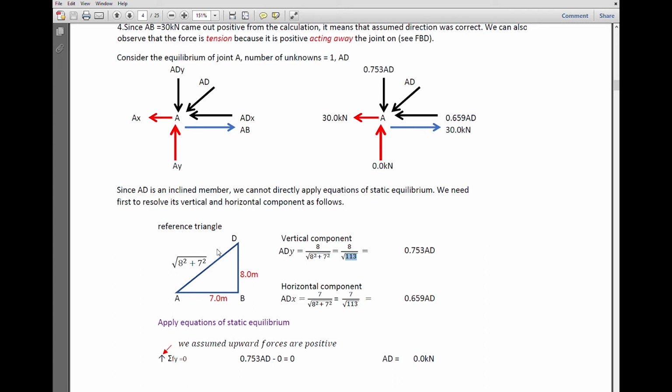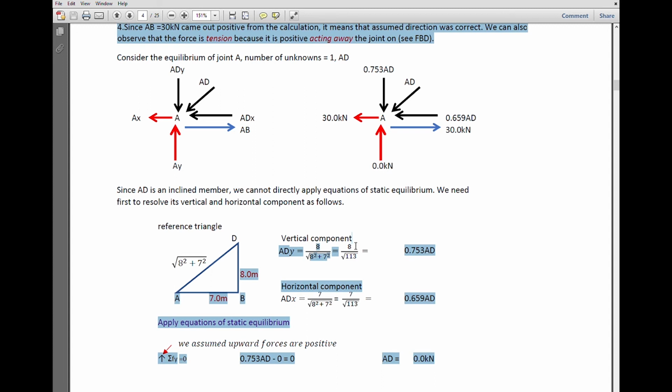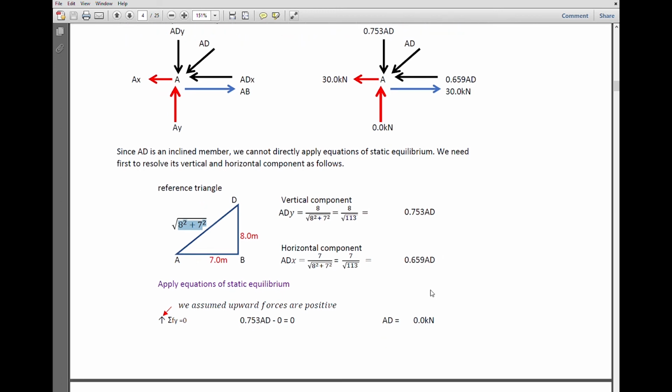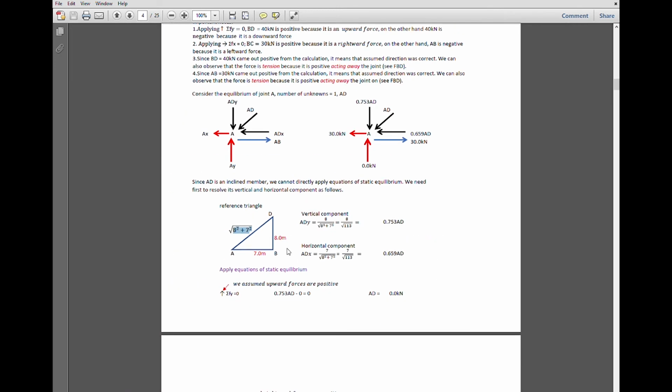So, we take the square root of this value, 8 squared plus 7 squared, that is square root of 113. So, yung vertical component ng AD is equal to 8 divided by square root of 113. Yung namang horizontal component that is equal to 7 divided by square root of 113. So, that is 0.753 and 0.65 na AD respectively. Okay, so we can now proceed to the calculation.